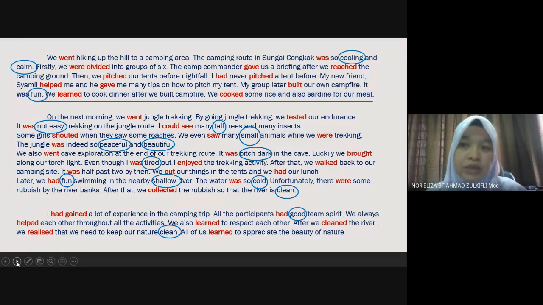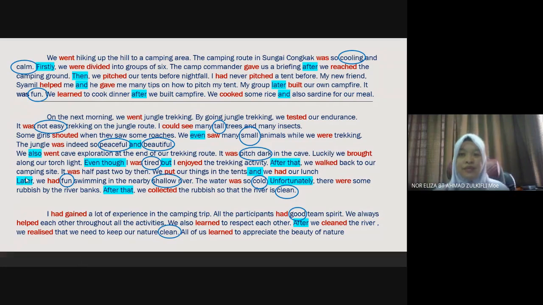Okay, and then besides the adjectives, you must have these things. What are all these things called? Firstly, then, and, after, later, and, even though, but, after that. What are all these things called? Somebody, quickly. What do you call this? What are all these? Firstly, then, after, later, also, after that. Unfortunately, what are these things called? You need to have this in your writing.